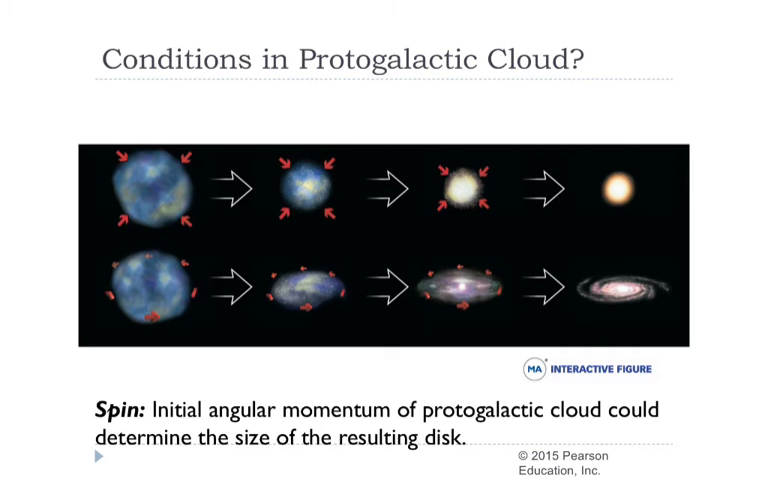The conditions of the protogalactic cloud, really the spin, determine whether it becomes elliptical or spiral. If you have more angular momentum, that gives you more spin and is going to flatten the disk out, creating a spiral. If it's more stagnant, slowly moving, it will keep its spherical shape and you'll have more of an elliptical galaxy.